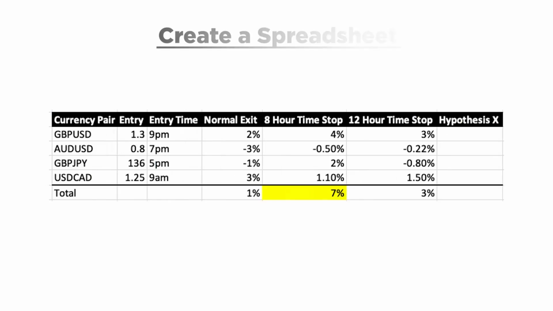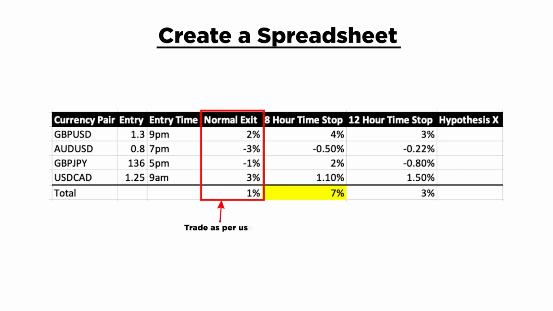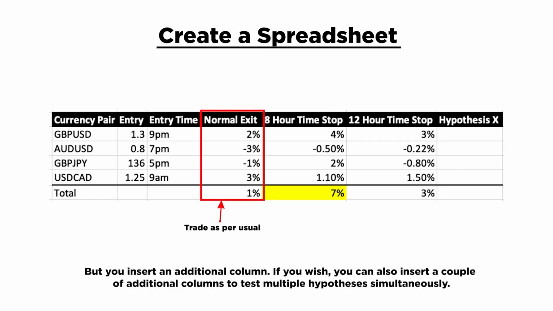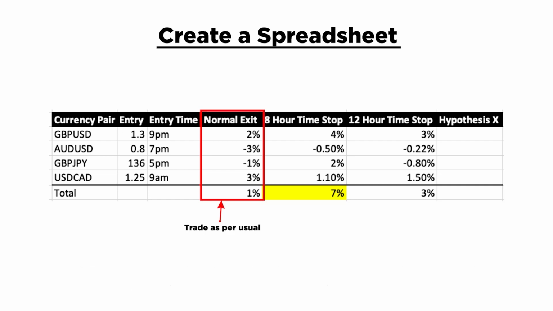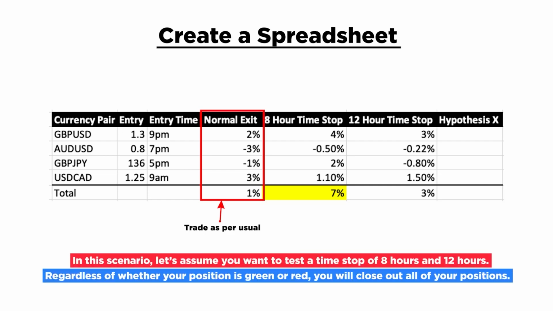What you can do is create an Excel spreadsheet and simulate implementing the time stop in real time. You enter a trade as per usual based on your trading strategy, but you insert an additional column. If you wish, you can also insert a couple of additional columns to test multiple hypotheses simultaneously. In this scenario, let's assume you want to test a time stop of 8 hours and 12 hours. Regardless of whether your position is green or red, you will close out all your positions.